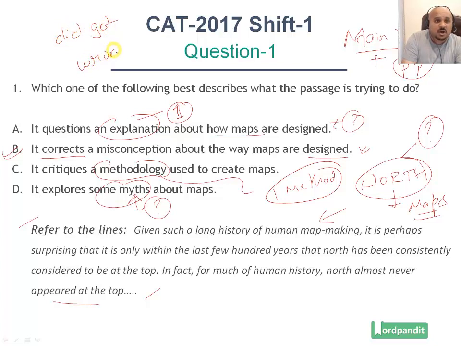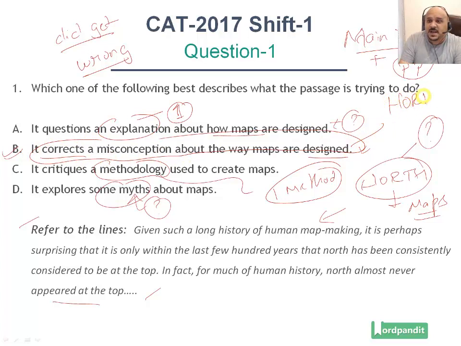We got them wrong. He explains this particular facet, right? That is what he's explaining in this particular case. He's clearing out the misconception about maps that we have. North has not always been at the top. This is the misconception that is being clarified in the question.